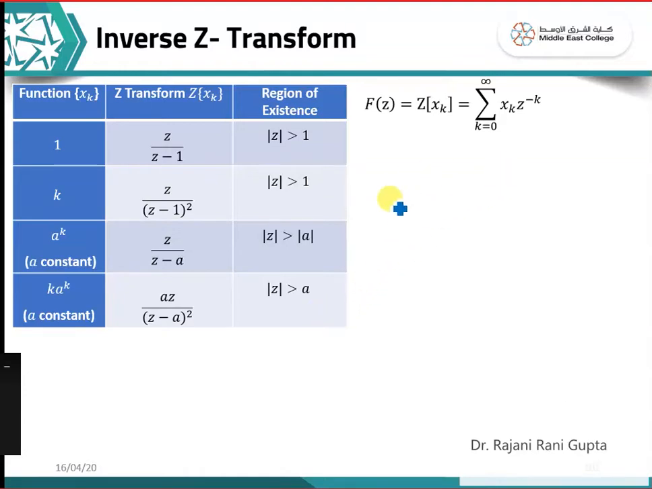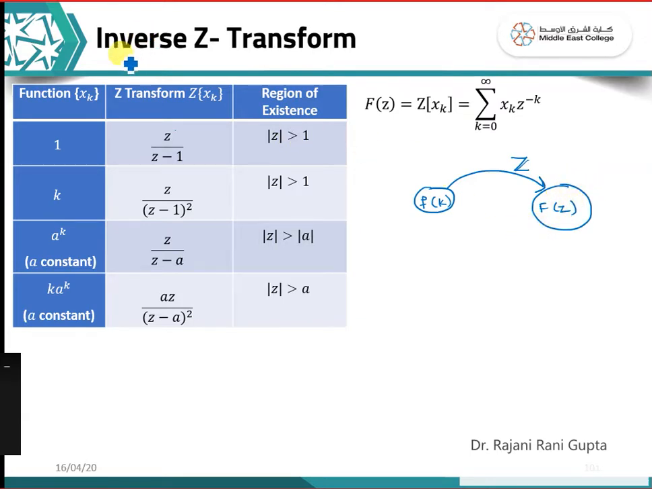Now, when we talk about inverse Z transform, it means we have a function of Z, and the corresponding answer should be either a constant or a function of k. So what we have done is, we had a function of k, we applied the Z transform operator and we got a function of Z. All the results are in terms of Z.